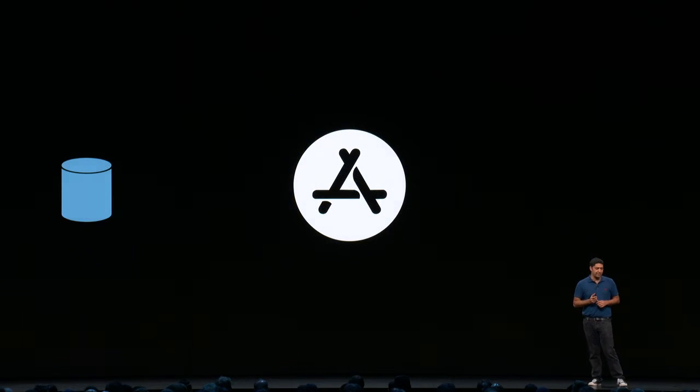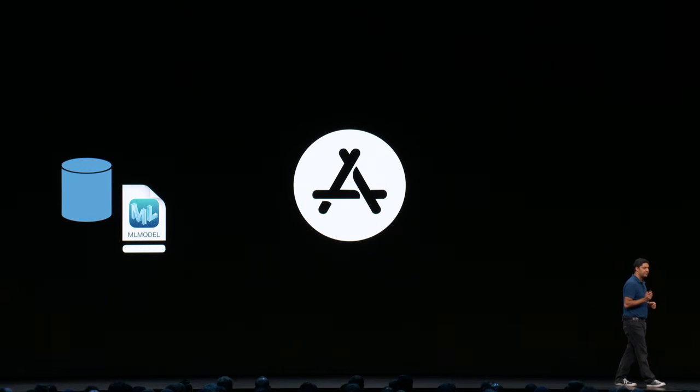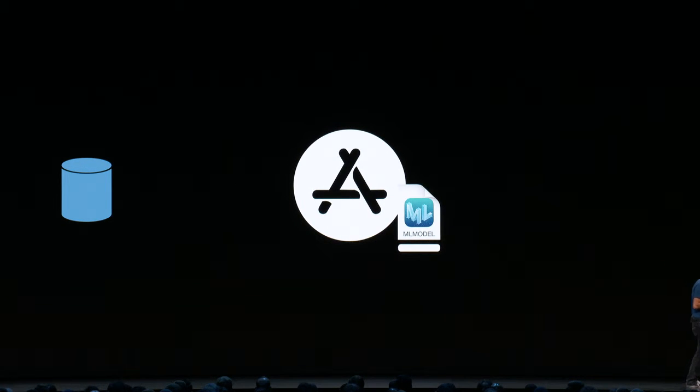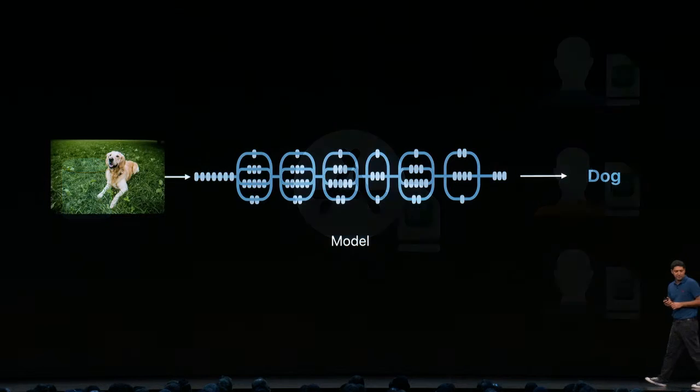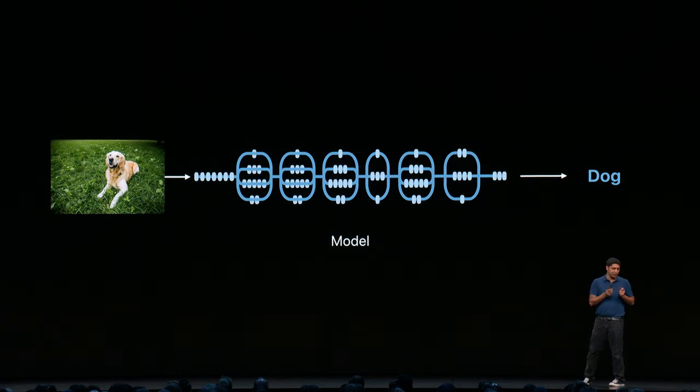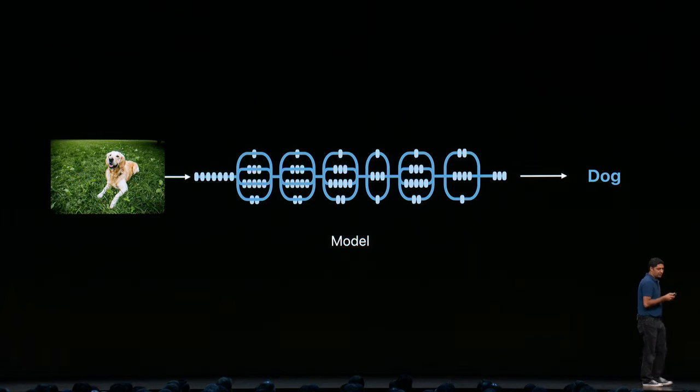So this is how it happens. Today, you have data. You make an ML model. You ship it in your app. And all of your users download the same model. And this is great, because now users don't have to upload their photos. You can directly take photos, run them through the model on the device, and get the inference, such as dog.